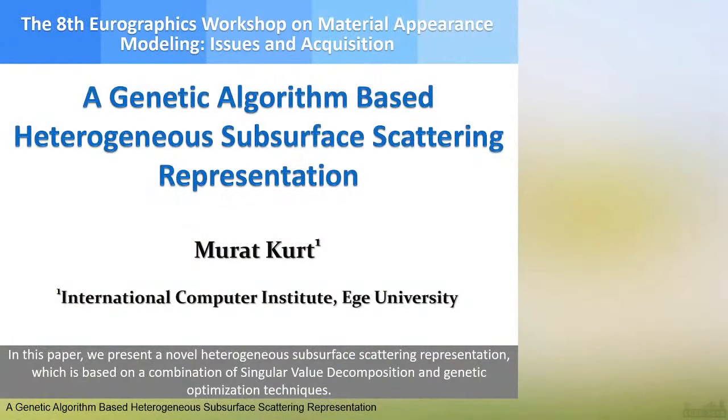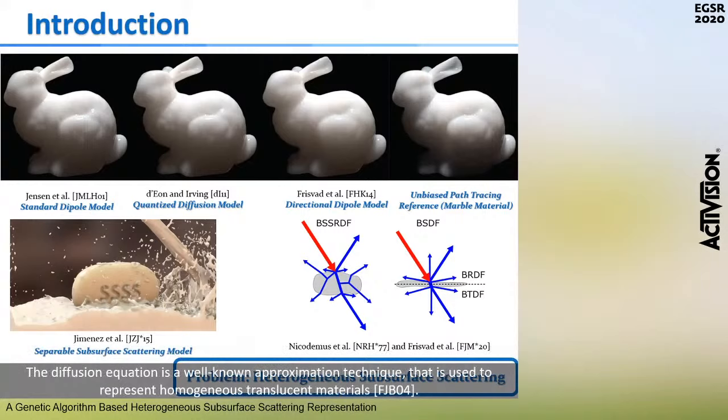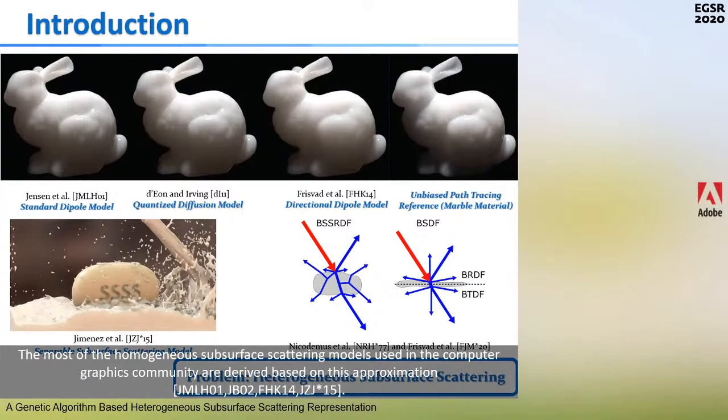In this paper, we present a novel heterogeneous subsurface scattering representation, which is based on a combination of singular value decomposition and genetic optimization techniques. In the field of computer graphics, photorealistic representation of optically thick translucent materials requires modeling of the BSSRDF, which is a generalization of the BRDF, introduced by Nicodemus et al. The diffusion equation is a well-known approximation technique that is used to represent homogeneous translucent materials. Most of the homogeneous subsurface scattering models used in the computer graphics community are derived based on this approximation.